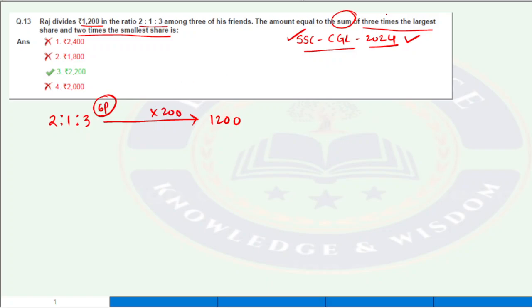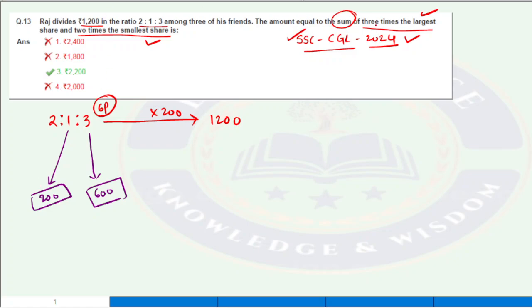I want the largest one and I want the smallest one. What is the largest one here? 3 parts is the largest one. Therefore 3 into 200 is 600. This is one share. And I want the smallest one. One part is the smallest one. 1 into 200 is 200. This is the smallest share.